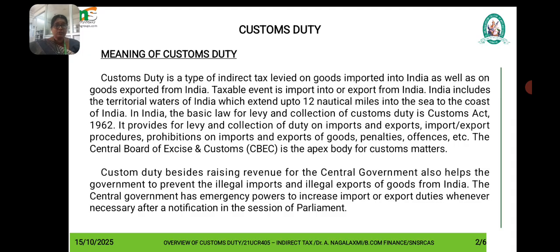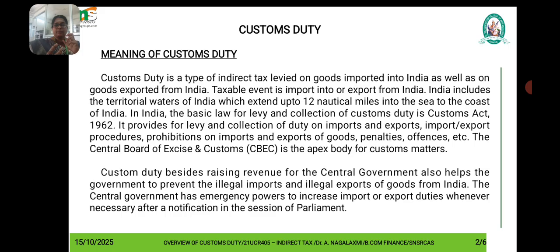In India, the basic law of levy and collection of customs duty is the Customs Act 1962. So there is a separate act called the Customs Act 1962, which regulates the import and export, the levy and collection of customs duty. It provides for levy and collection of duty on imports and exports, import and export procedures, prohibition of imports and exports of goods, penalties, offences, etc.